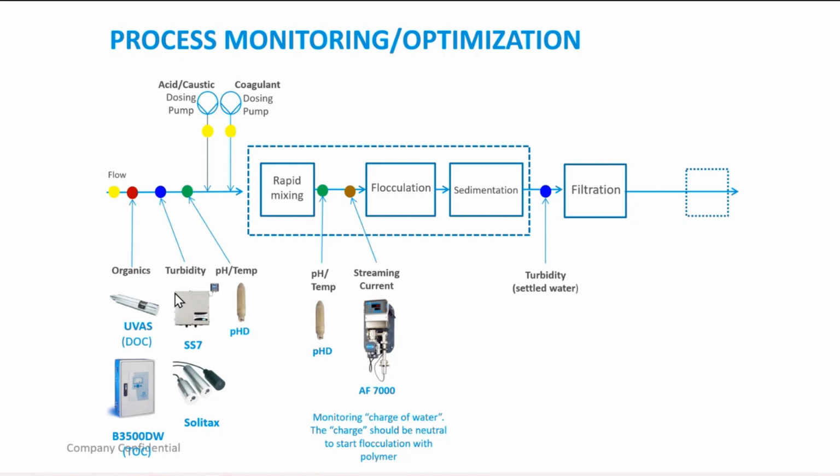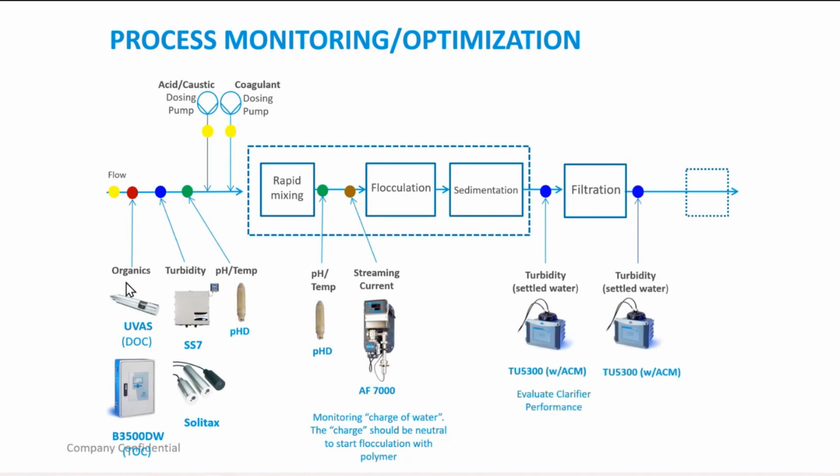The other parameters are what we already presented. At the inlet, we have UVAX, and we have the biodetector for organic monitoring. For turbidity, we can have either SS surface scatter 7 or Solitax. For pH, we have PHD. For all of those, the UVAX, SS7, Solitax or PHD, we will need a controller. For the biodetector, we do not need any controller. This one already has a controller inside.